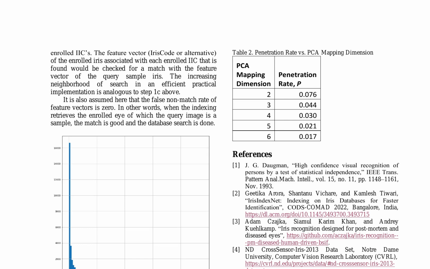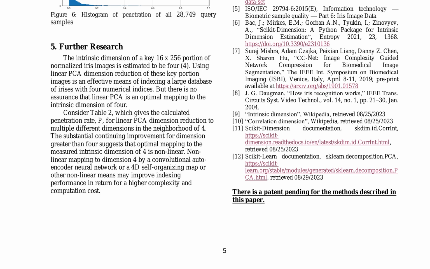Linear PCA's efficiency stems from its ability to reduce the dimensionality of the feature space, enabling rapid matching and identification. Nevertheless, the intrinsic dimension concept implies that the underlying data may exhibit a more complex structure, which linear PCA might not fully capture. Nonlinear methods, by contrast, can learn and represent more intricate relationships within the data. The potential benefits of nonlinear methods are rooted in their capacity to adapt to the intrinsic dimension of the data. Convolutional autoencoder neural networks, for instance, can learn hierarchical representations of the data, while 4D self-organizing maps can preserve the topological structure of the feature space.